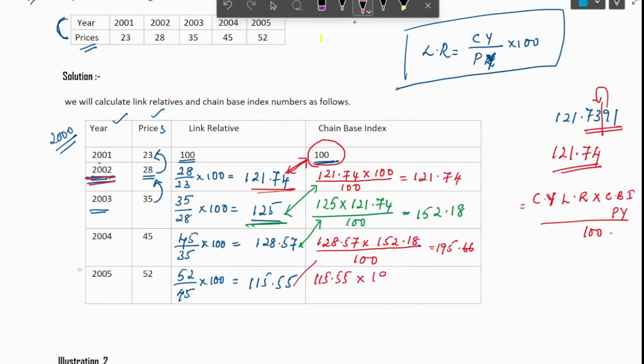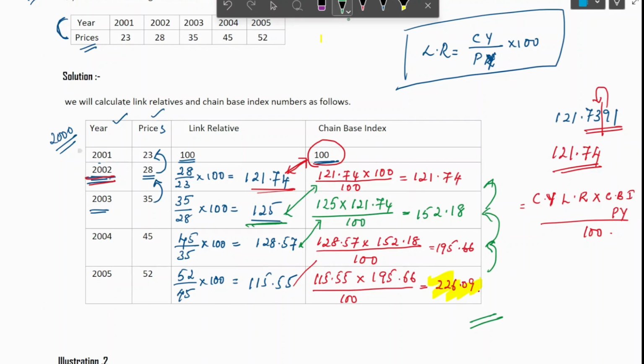Current year link relative into previous year chain base index divided by 100, that is equal to 226.09. Now see here, if you want to calculate this last value, it really depends on the previous value. That means this is a chain way. That means here you want to calculate like this way. Then only you can complete this figure. Therefore, once you have completed the table, your answer for calculating the chain base index of this series from 2001 to 2005 is complete.